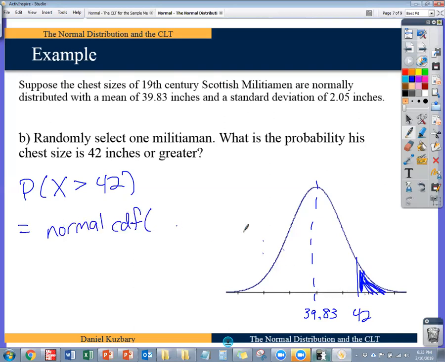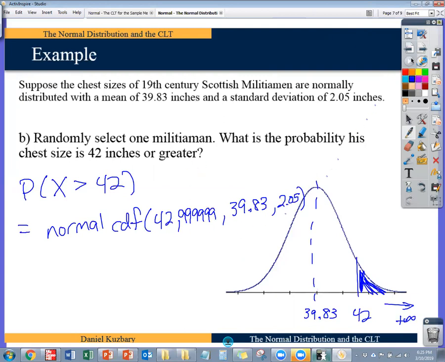which gives me a left boundary, which my left bound will be 42. My right bound will be, well, this goes all the way to positive infinity. So how about I just pick some huge number like 99999999999 or something, and I'll do 0.83 and 2.05 as my mean and standard deviation.